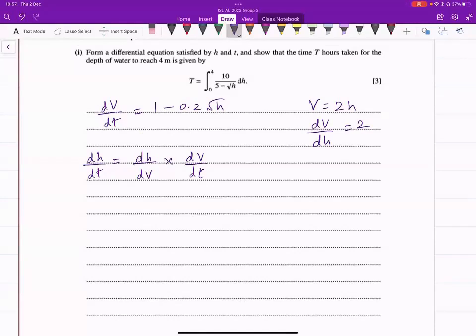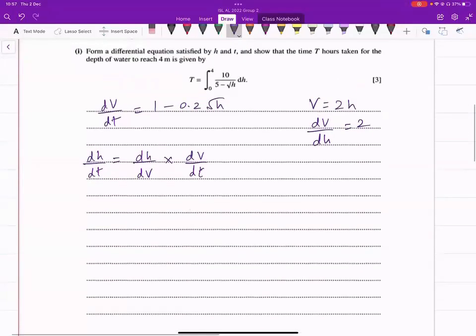dV over dH is equal to 2. ठीक है? ये आपके पास दोनों चीजें आ गईं. अब आप क्या करोगे? उसके अंदर इनपुट कर दोगे. So dH over dt is equal to dH over dV, which is 1 over 2, into dV over dt, which is 1 minus 0.2 square root of h.